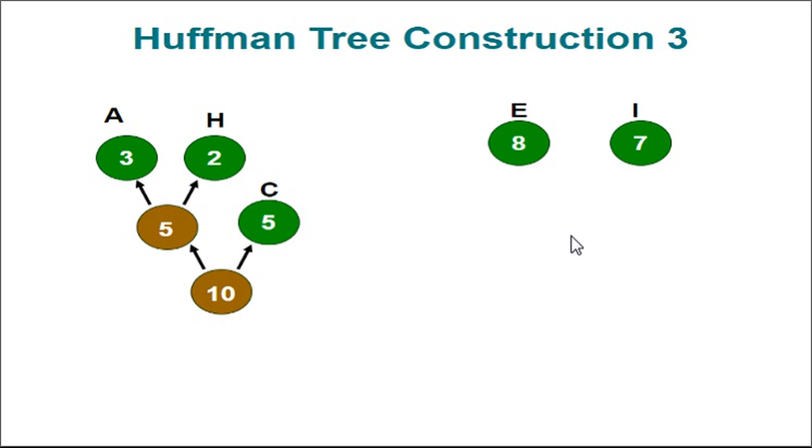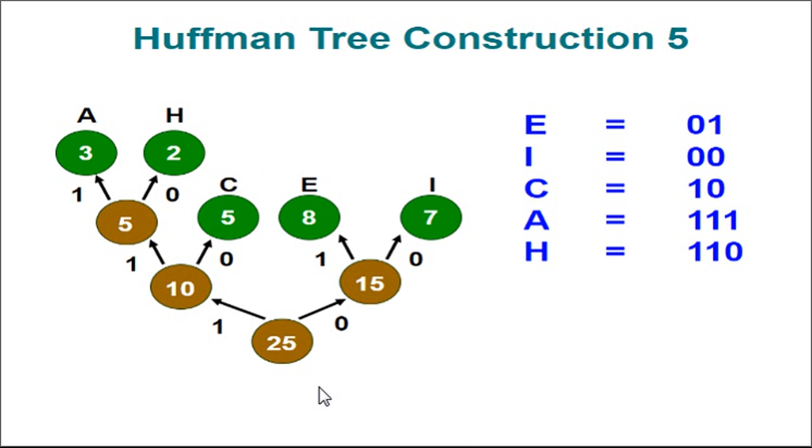Now the remaining are the two leaves. They can also be merged into a new node. So this new node will now have frequency equal to 8 plus 7, that is 15, and then this complete tree can be formed like this, and it can be joined with the arrows. So at the root we will have a node with frequency 25, that is generated by merging the lowest frequency nodes.